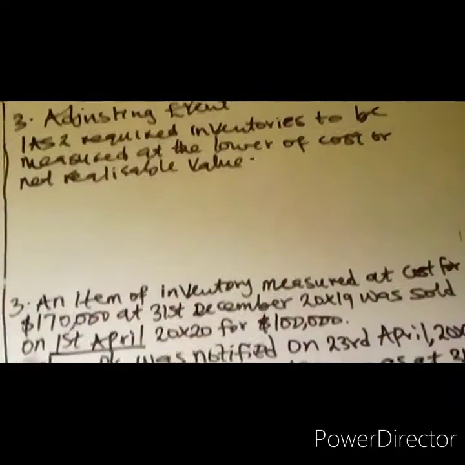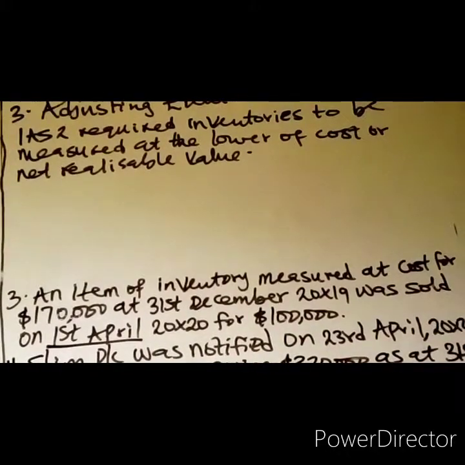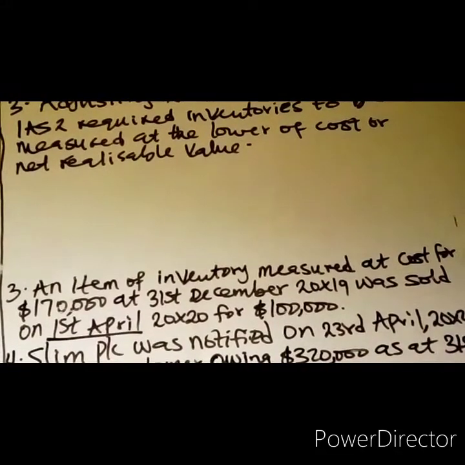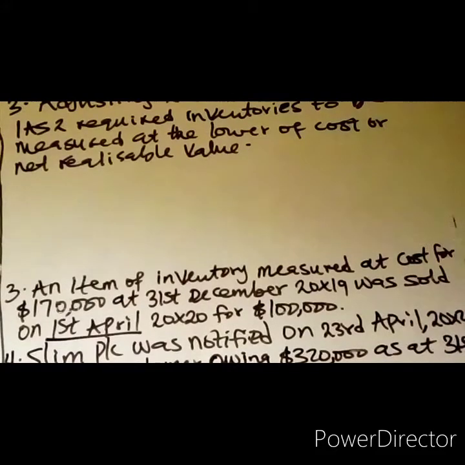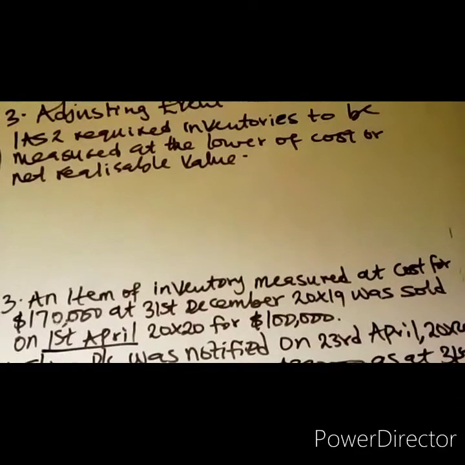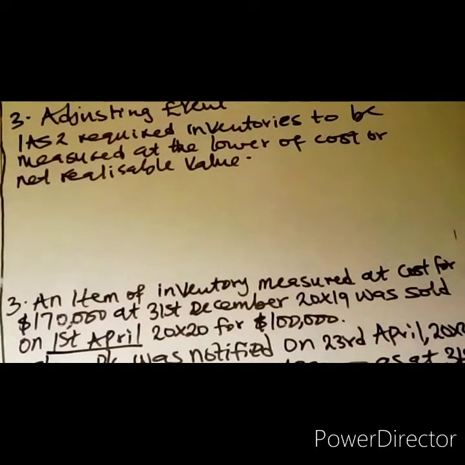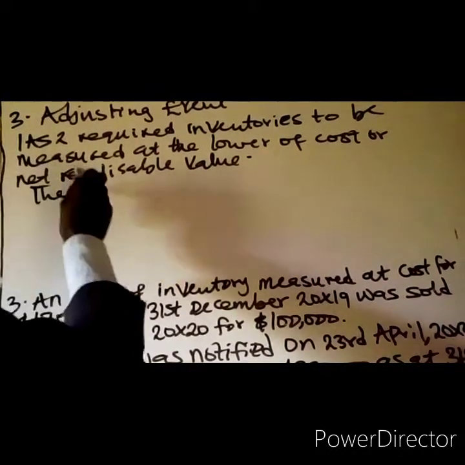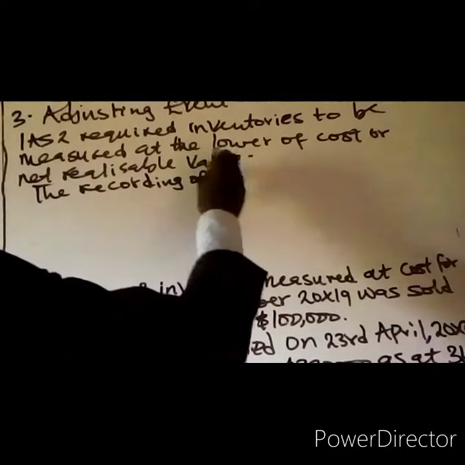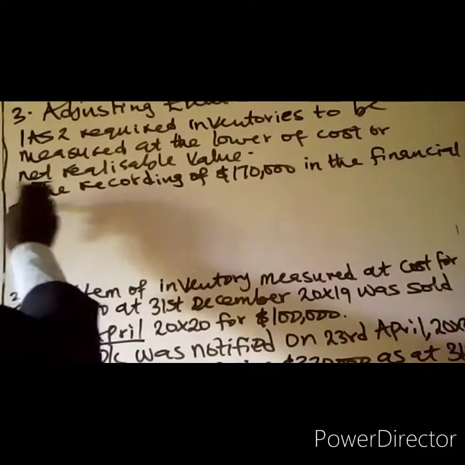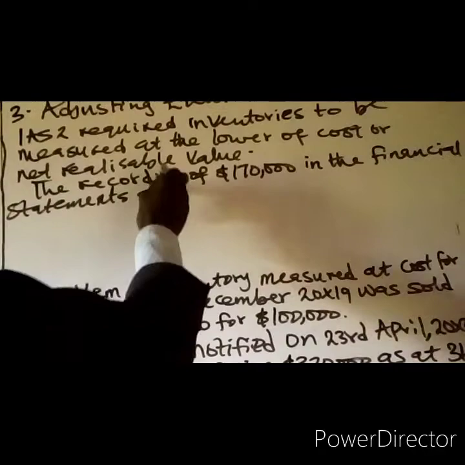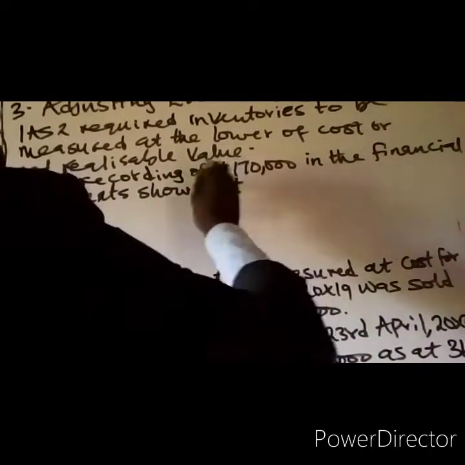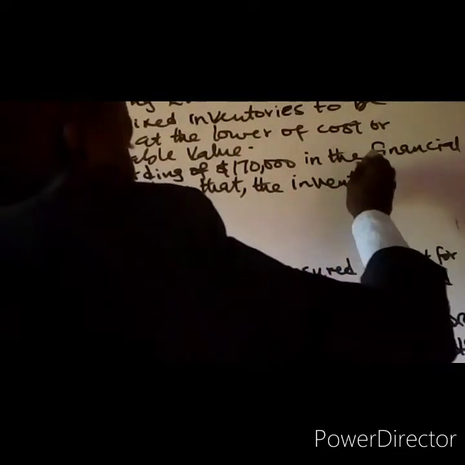Recording $170,000, being the cost of the inventory, in this financial statement shows that the value of the closing inventory was overstated. So since the inventory figure was overstated in the financial statements, an adjustment has to be made to reflect the overstatement of inventory. The recording of $170,000 in the financial statements shows that the inventories figure was overstated.